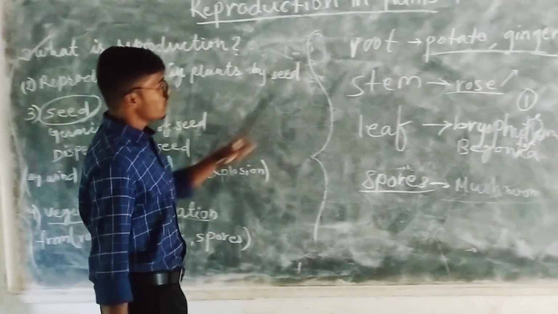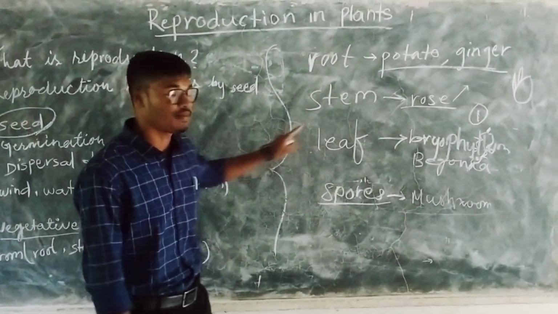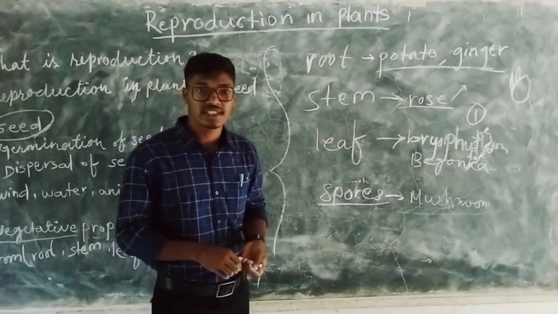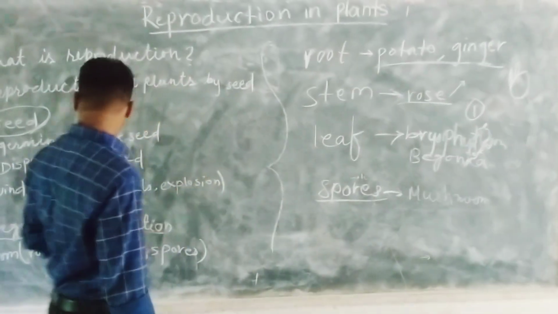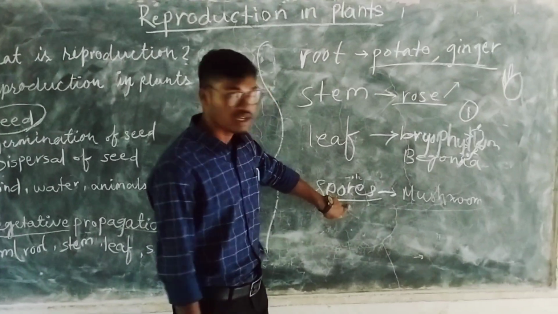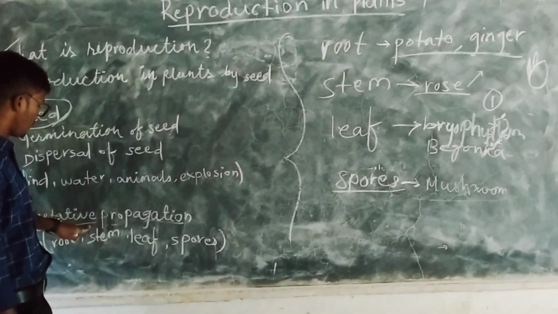And now, what is vegetative propagation? Though I have explained those four steps, you might understand. Vegetative means nothing, only simply that a plant grows without seed, from root, stem, leaf or spores. They don't have any seed. They will be known as vegetative.